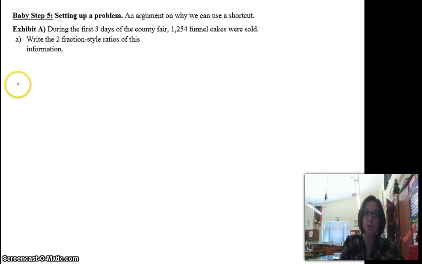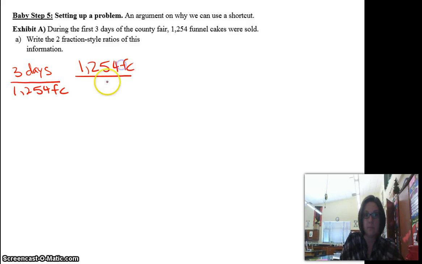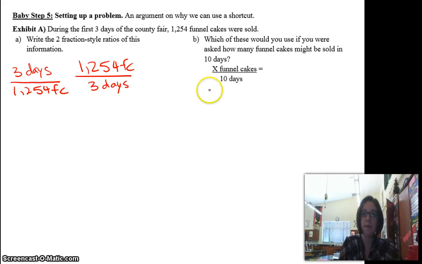That's a ratio, so we could write it as a fraction style ratio, where maybe on this one I put 3 days on top, and I'm going to abbreviate funnel cakes FC, and then maybe on the other version I put the funnel cakes on top. So I've taken the ratio fact and turned it into fraction style conversion factors. Then the rest of the problem says, how many funnel cakes might be sold in 10 days?